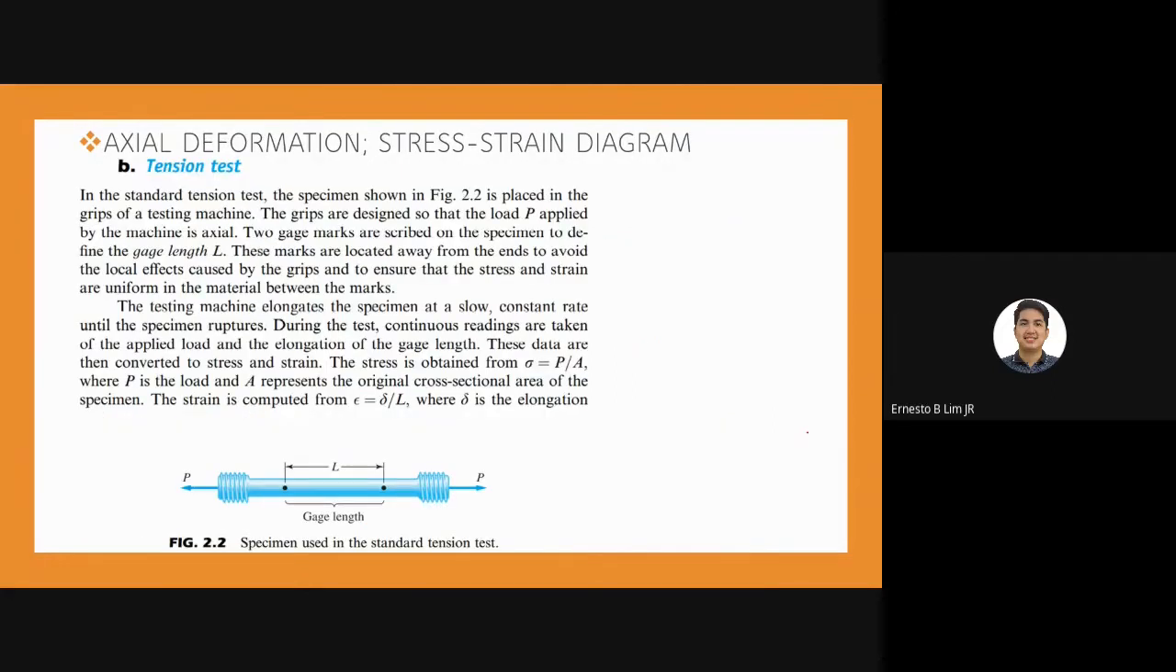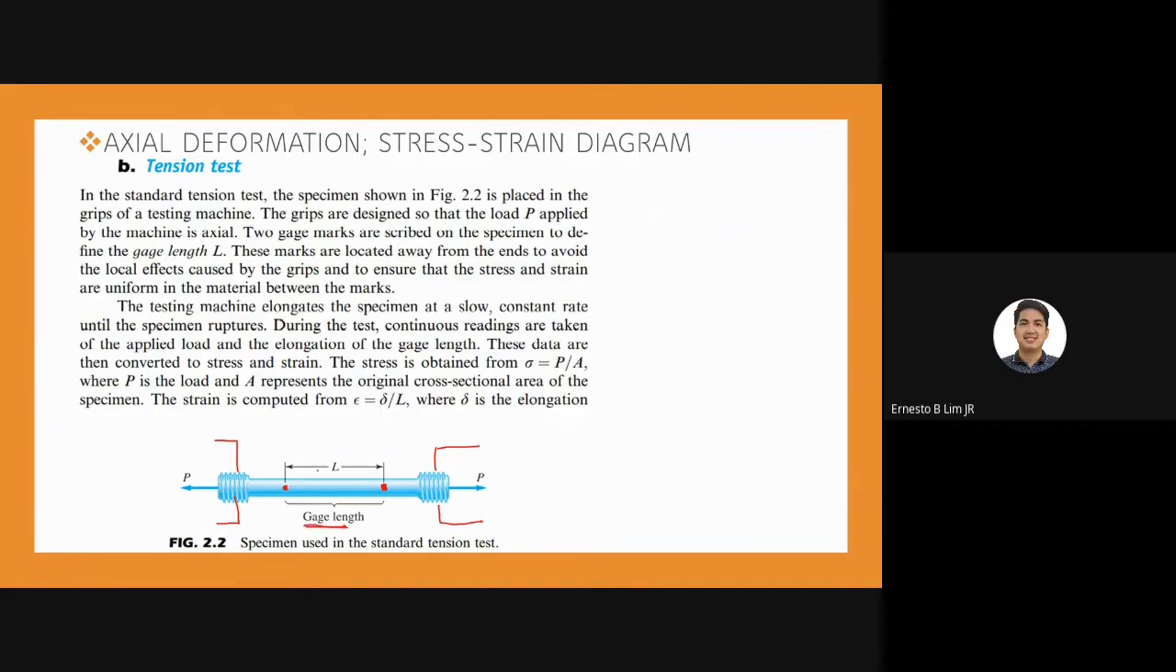Okay, so let's proceed to the tension test. In the standard tension test, the specimen shown in 2.22 is placed in the grips of a testing machine. There's a grip here holding both ends of the specimen. These grips are designed so that the load P applied by the machine is axial. Two gauge marks are scribed on the specimen to define the gauge length. These two points are your gauge marks, and the length between these two gauge marks is equal to L and is considered the gauge length.